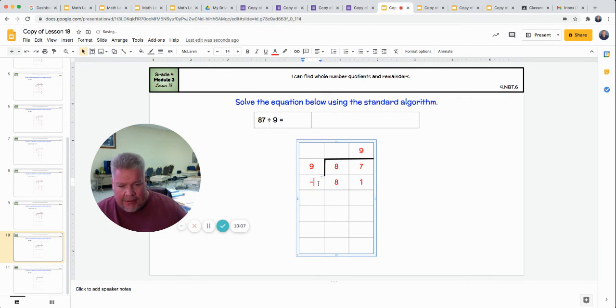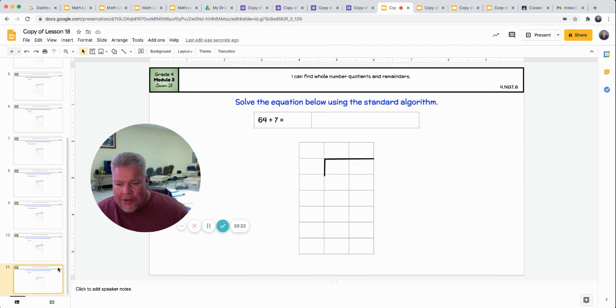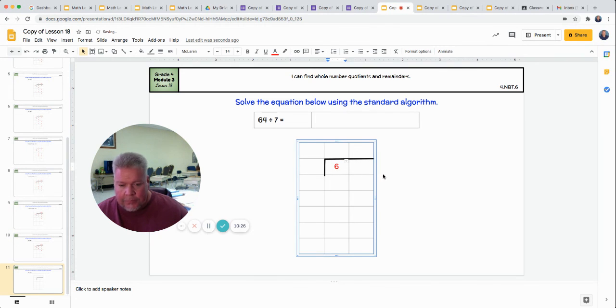We subtract. 87 minus 81 is 6. Nothing to bring down. That's our remainder. So that is 87 divided by 9 is 9. Remainder 6. One more, and then I'll let you get started on your homework. This one says 64 divided by 7. All right.